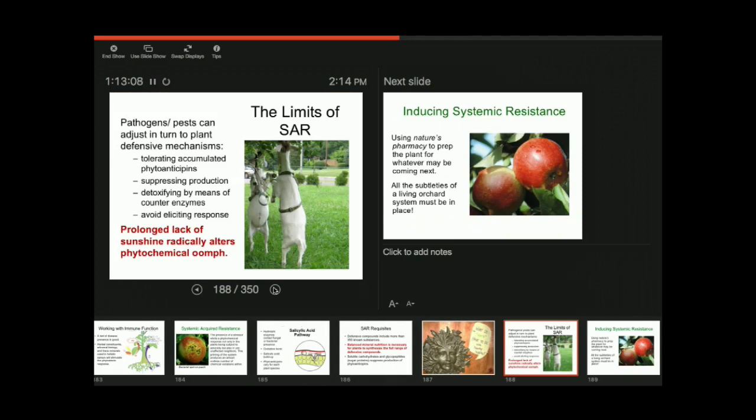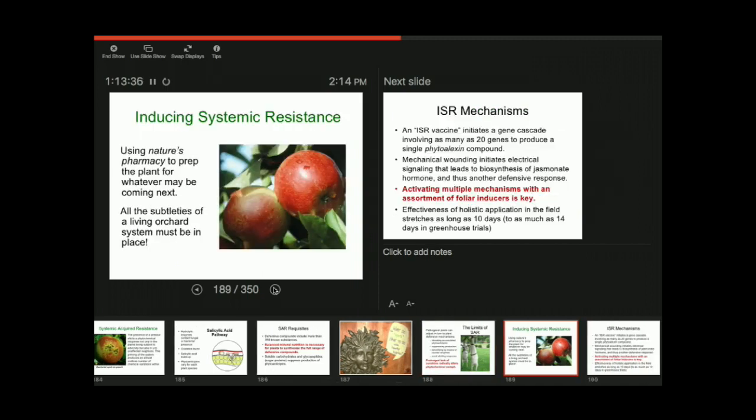There are limits to the systemic acquired resistance alone. This is why there's a picture of goats. If I ever put up a picture of goats, it means I'm talking about serious problems. Goats and trees do not mix. And one of those limits is just the fact that prolonged periods of rain, that means a reduction of photosynthesis, radically limits how far this can go. And it's in those rainy periods that we need to do a little bit more.